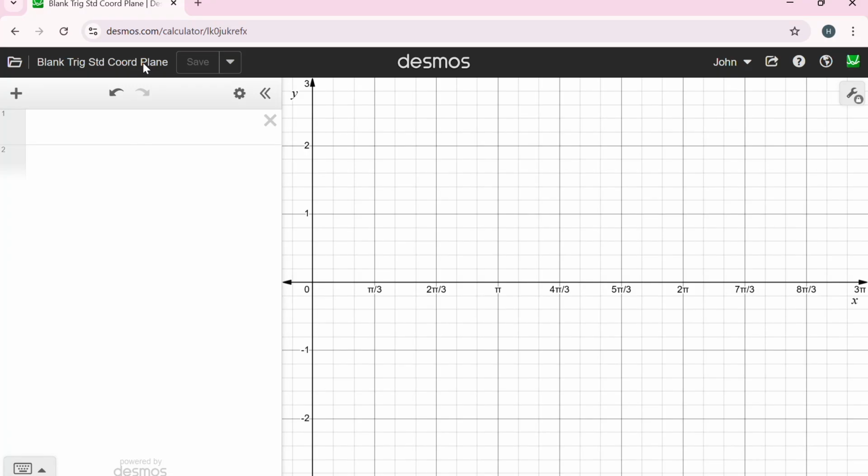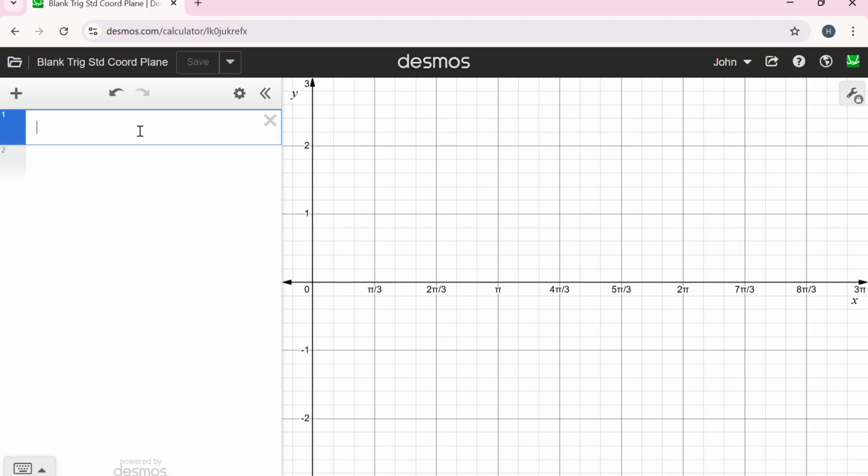Hey everyone, we're gonna do part C. It says it's a bonus. We'll do it graphically. And I'll do it in Desmos. You can certainly do this in your graphing calculator, but I think it's much easier to do in Desmos just for fun here.